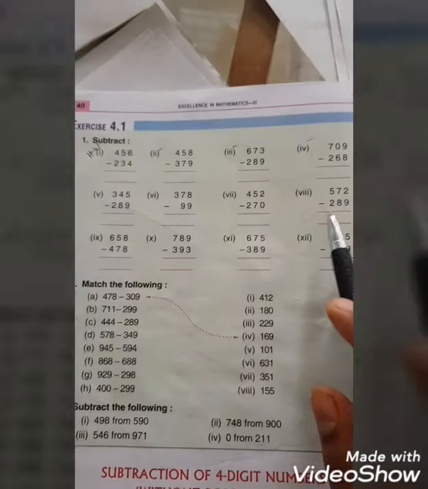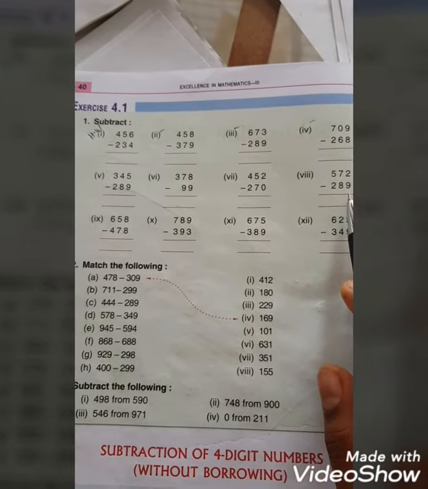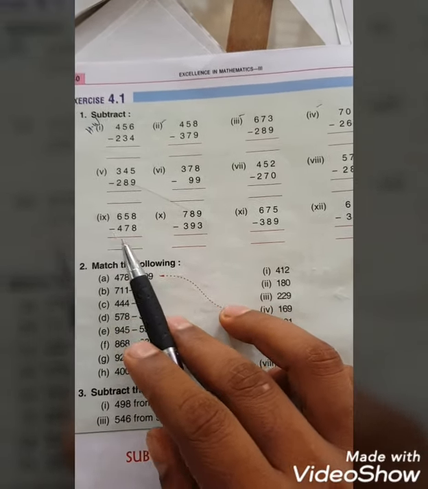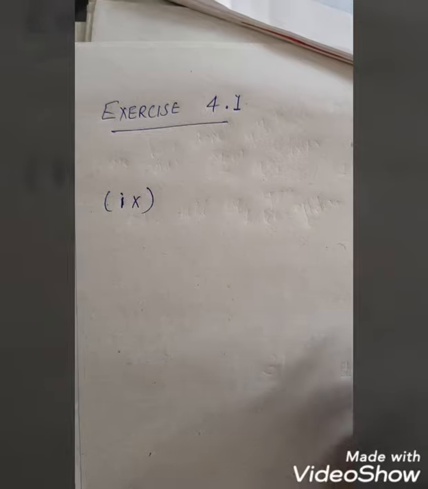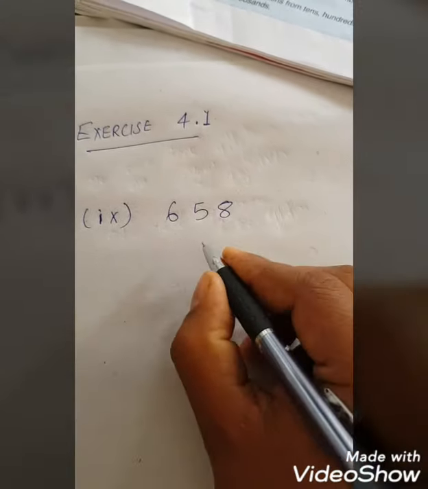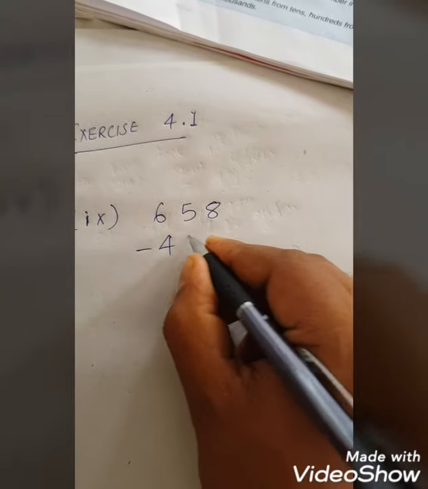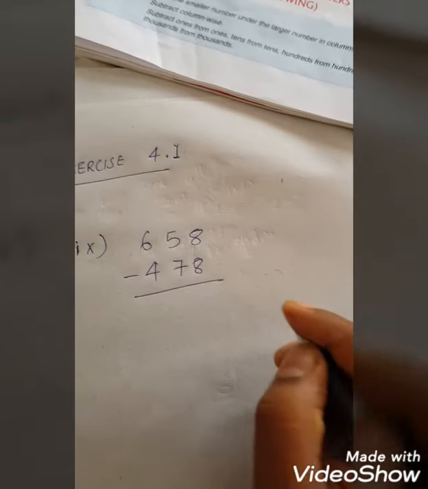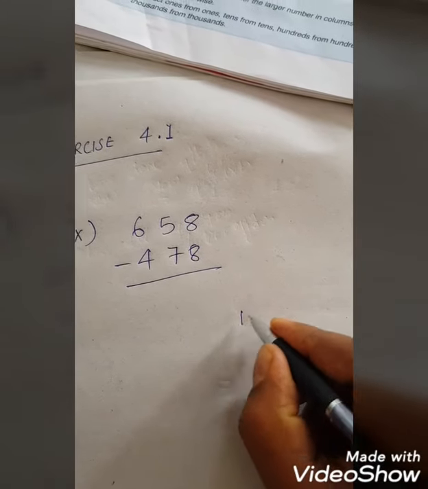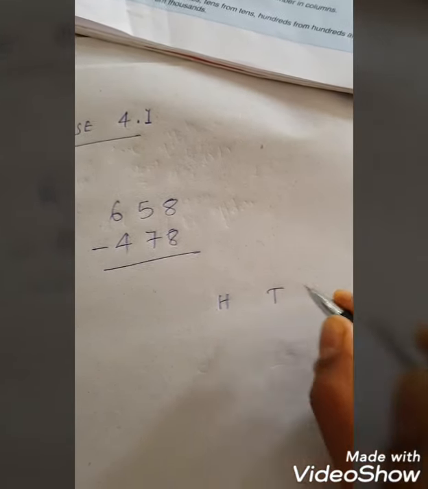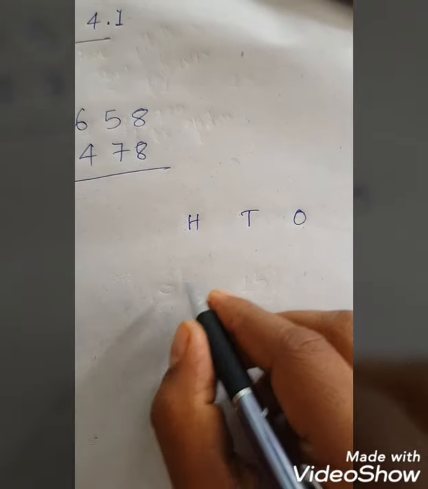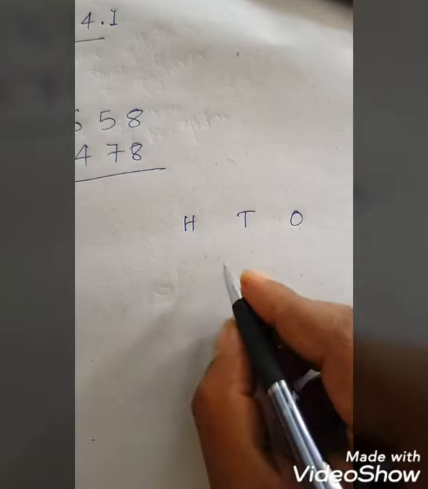Okay students, we are done up to question number 8. Now let us do question number 9. All of you take your copy. Question number 9, 658 minus 478. Okay students, first of all, all of you write the place value: hundreds, tens and ones. Let's write this number according to the place value.